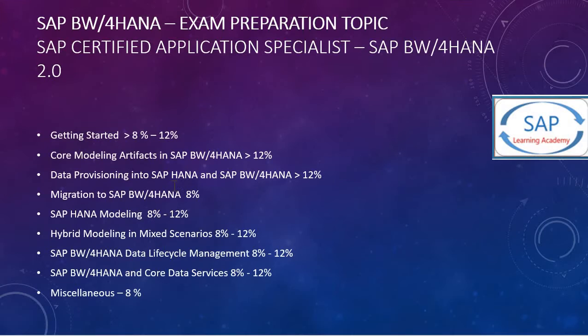So I will first talk about the topics that are important for the exam. The title of this exam is SAP Certified Application Specialist SAP BW4HANA 2.0, and these are the topics most preferred by SAP, and also my recommendation to know and learn about. So I will now briefly tell you what you have to prepare for this exam.